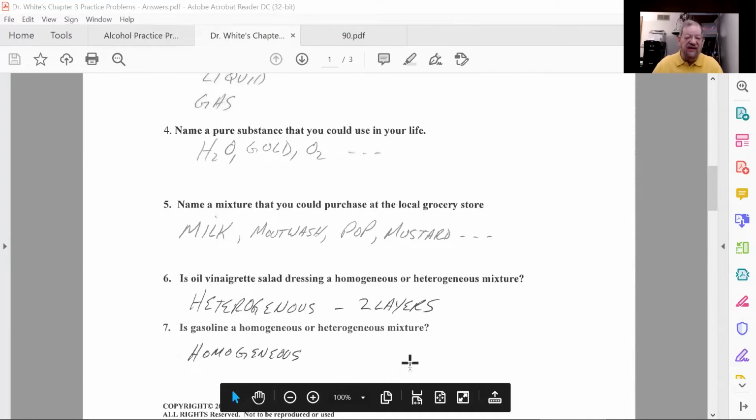They're two layers. If you've ever had a bottle of oil vinaigrette dressing, my mother used to love Wishbone. I wasn't that big on it. I could make it myself better. But anyways, you shake it up, put it on your salad, put the bottle down. What happens? It separates and immediately you know that's heterogeneous.